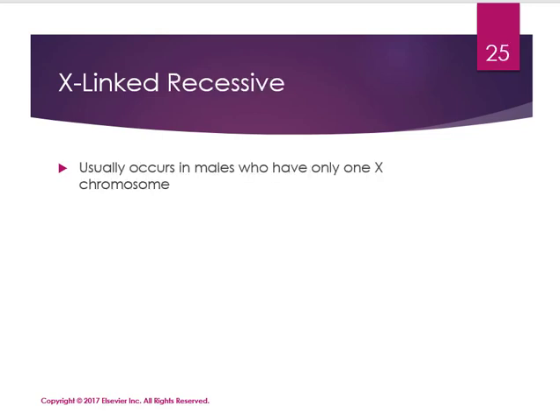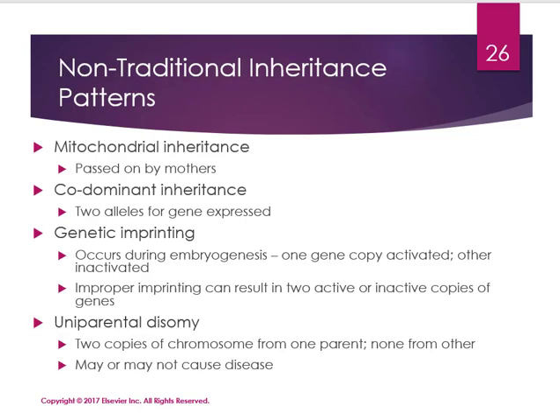X-linked recessive usually occurs in males and is seen when males have only 1 X chromosome, so a single recessive gene on that X chromosome will cause the disease. Examples of X-linked recessive disorders include hemophilia A and B, G6PD deficiency, and Duchenne muscular dystrophy.